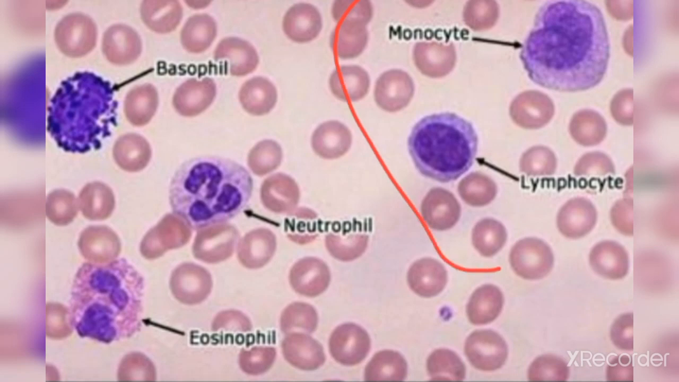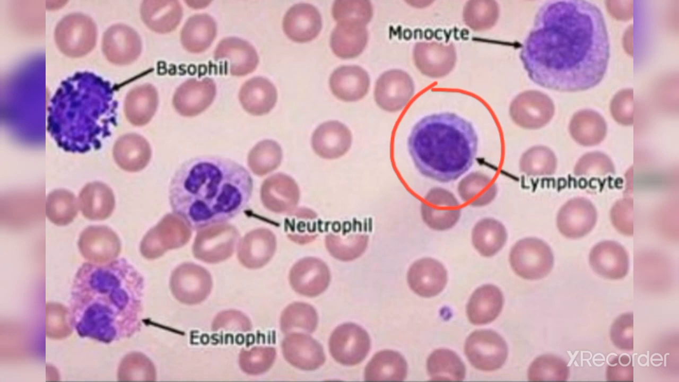Then coming to the agranulocytes, here you can see the lymphocyte. It has a large nucleus which covers 2/3 of the cell, and the cytoplasm appears as a rim around the nucleus. Here you can see a monocyte, which is one of the largest cells, and the nucleus is kidney shaped with an indentation.